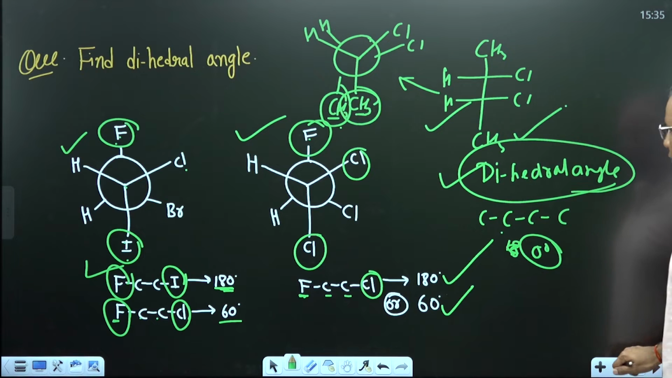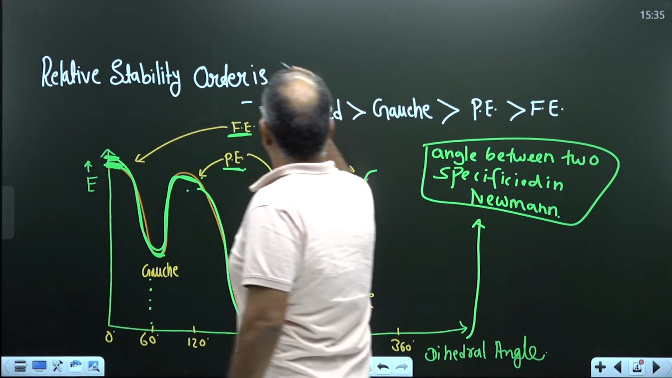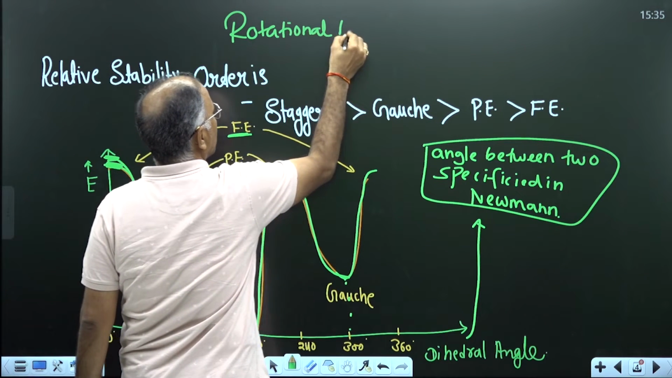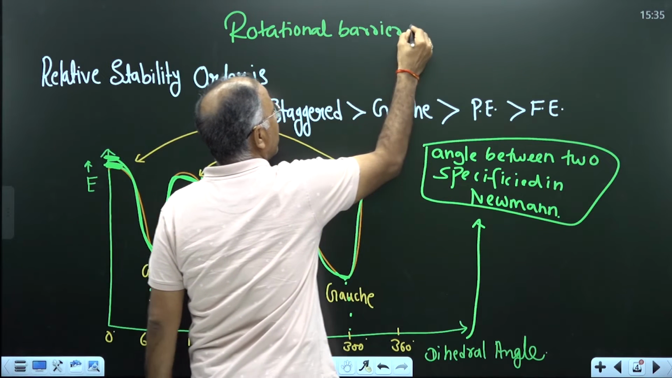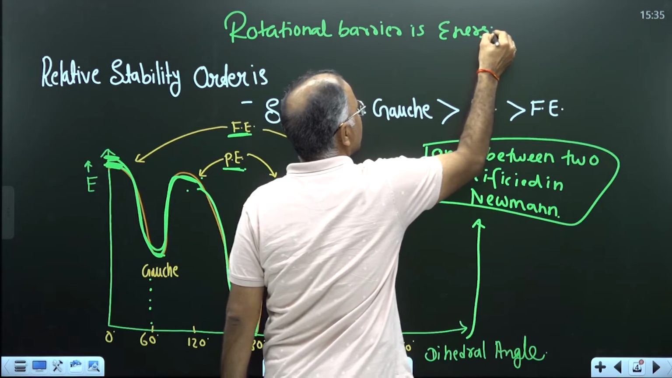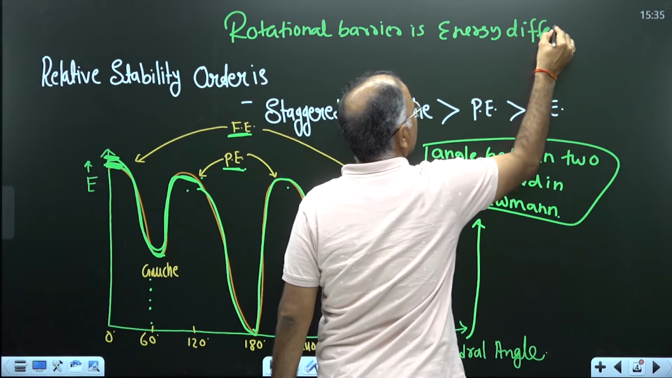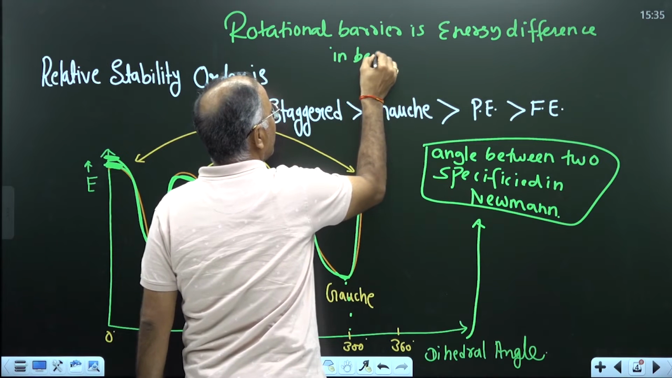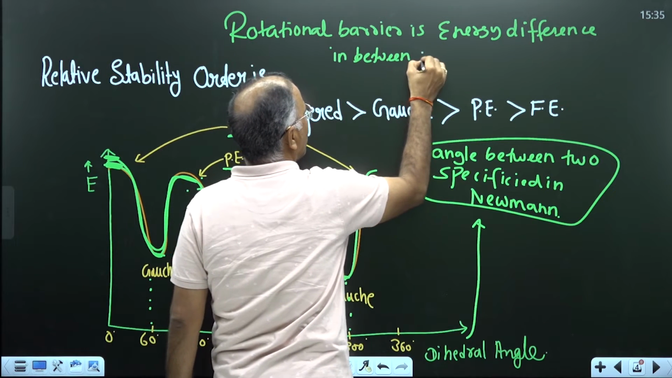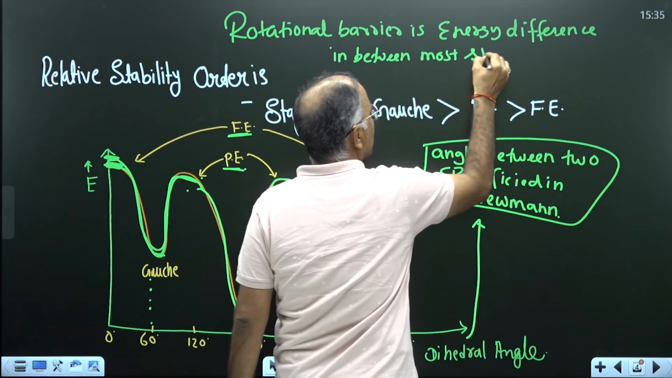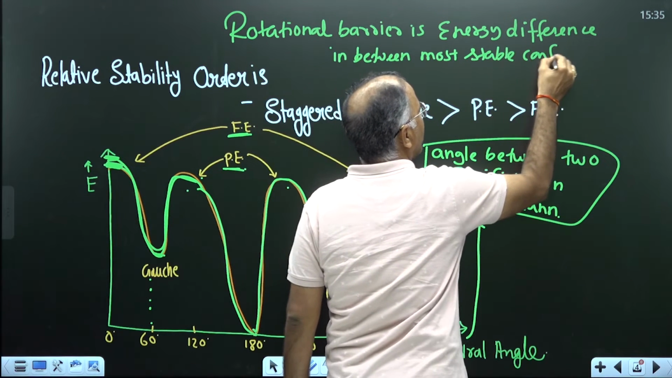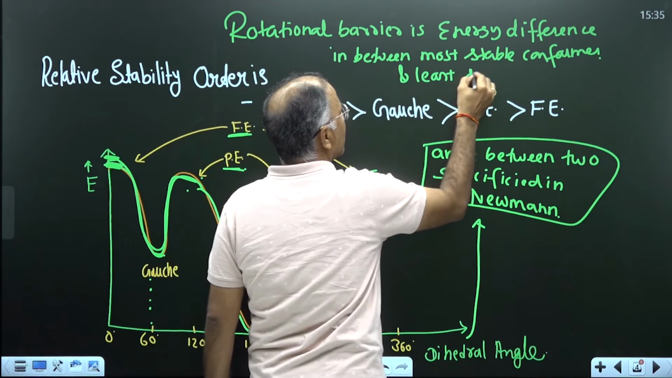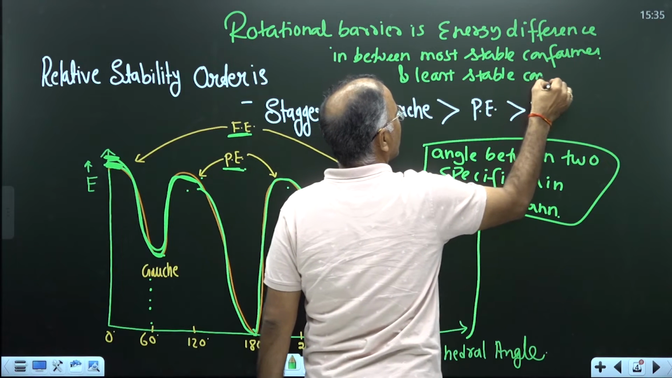Now first of all, you should know what the rotational barrier is. The rotational barrier is the energy difference in between the most stable conformer and the least stable conformer.